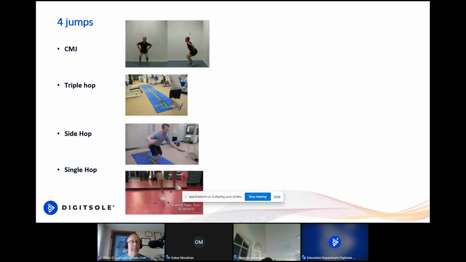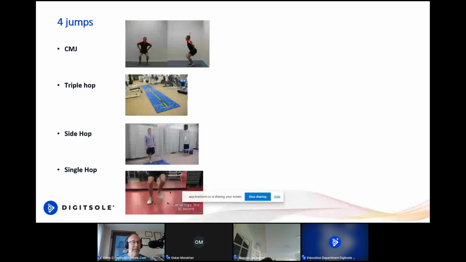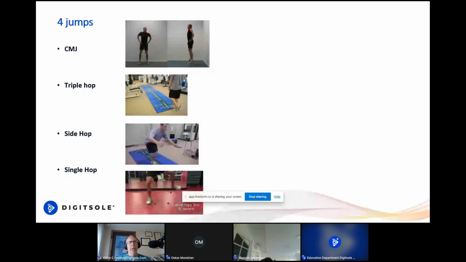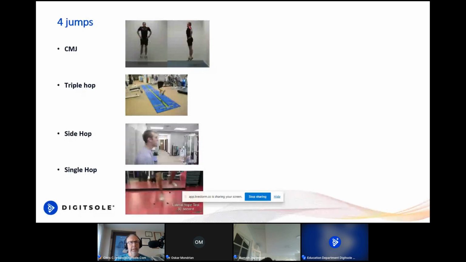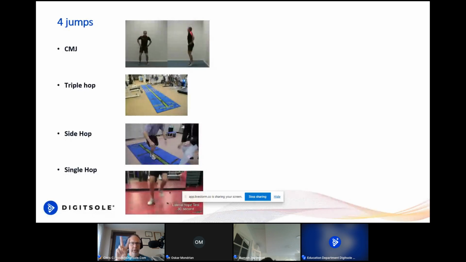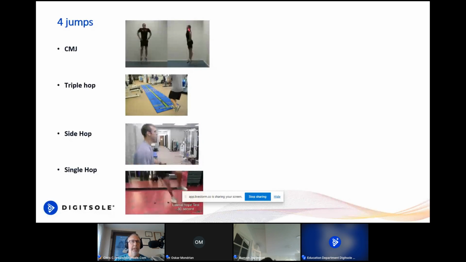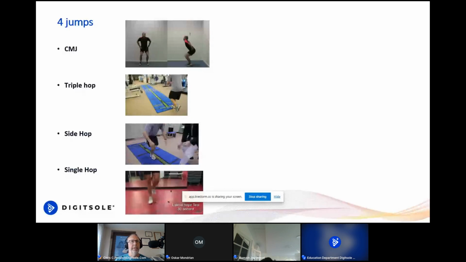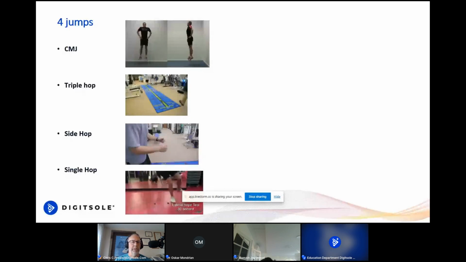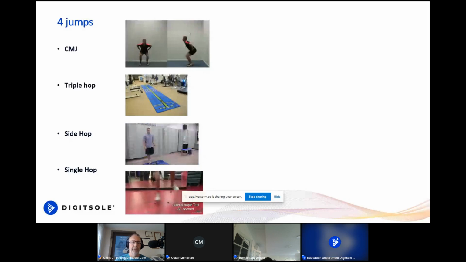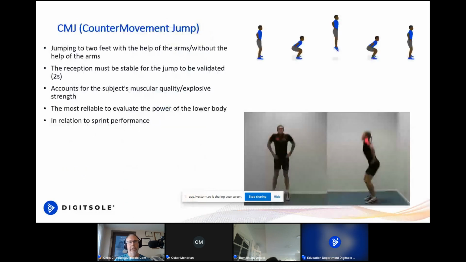So we've got a counter movement jump, a triple hop, a side hop, and a single hop. Why were these chosen? Well, because they're validated in the literature and they're very commonly used. And so having those two components means that when we approach a potential customer, it's not going to take a long process to convince them that this is going to be a valuable tool in their clinic setting, right? Because they're already using a lot of these tests, they're familiar with these tests, and it's going to give us an opportunity to show them that we take it a step higher.